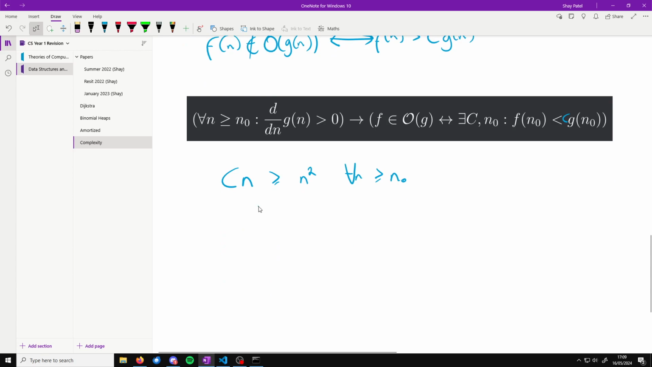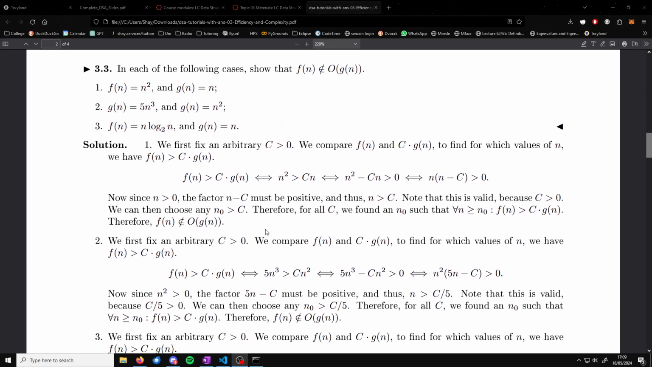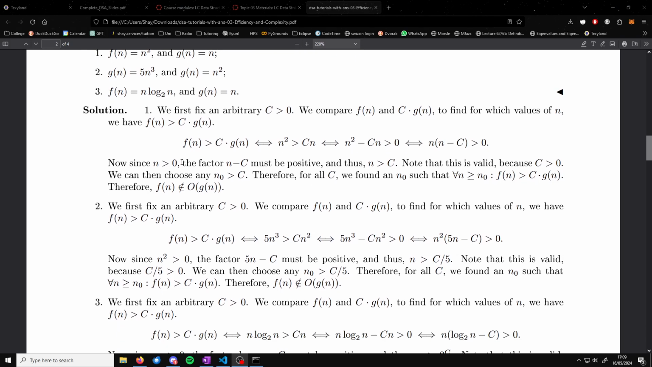Imagine we divided both sides by n. We'd have something like c is greater than or equal to n for all n greater than or equal to n0. But we know that n can go up to infinity. So that means that c would also essentially go up to infinity. In terms of how it's been worded as a model solution, if we fix some arbitrary c greater than 0, and we compare f of n and c g of n, to find which values of n we have this inequality holding for.